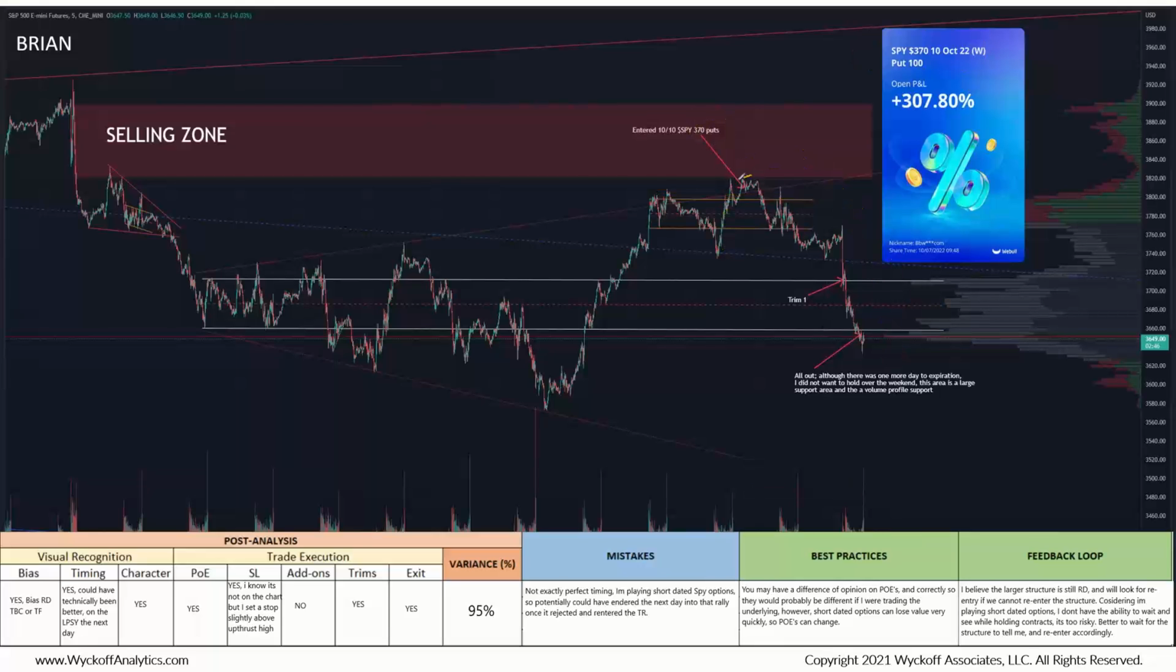Okay, so the point of entry is pretty good, again, into this selling zone. And then the local structure is that we have the final climactic action. I like this line. It's kind of like this expanding triangle. I really hate this pattern, but you have to know it.